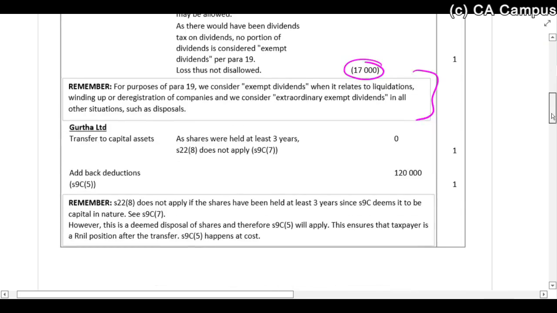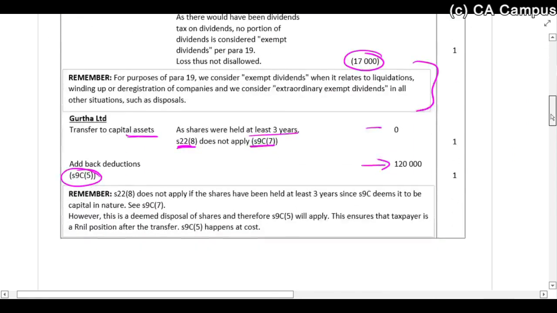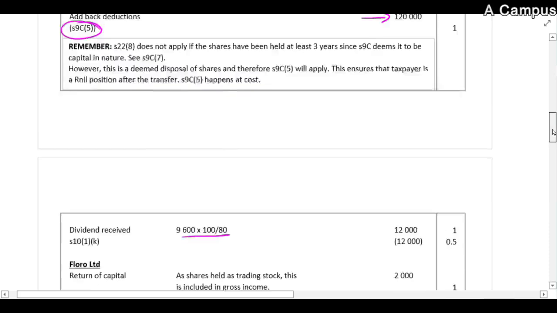So let's go and see here. So yeah, transfer of the share. Usually you would apply section 22(8), but section 9C7 says if you've held it for at least 3 years, you don't apply section 22(8). You just apply section 9C5, which is adding back the amount, 120,000, which is the same as the amount that was claimed as a deduction. It's the same as this section 9C5 principle that we see here. Okay, then there's the dividend that we received. There we go.